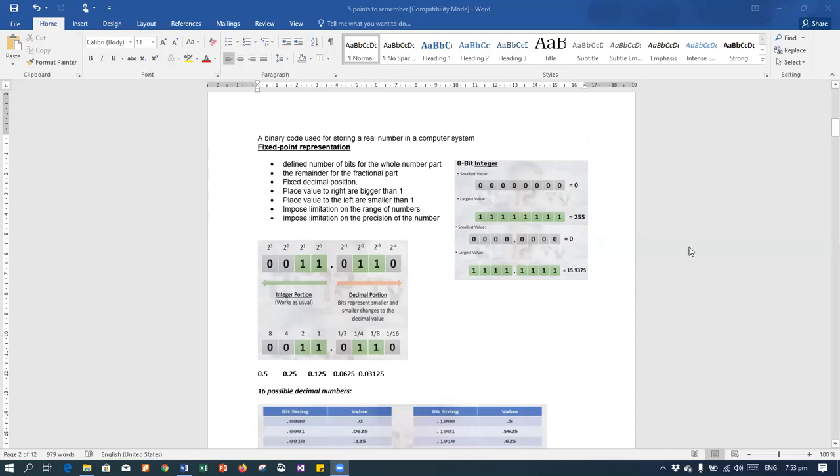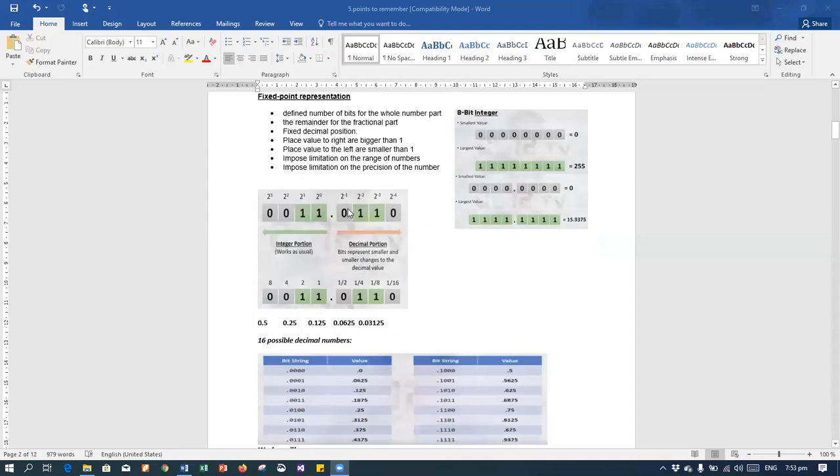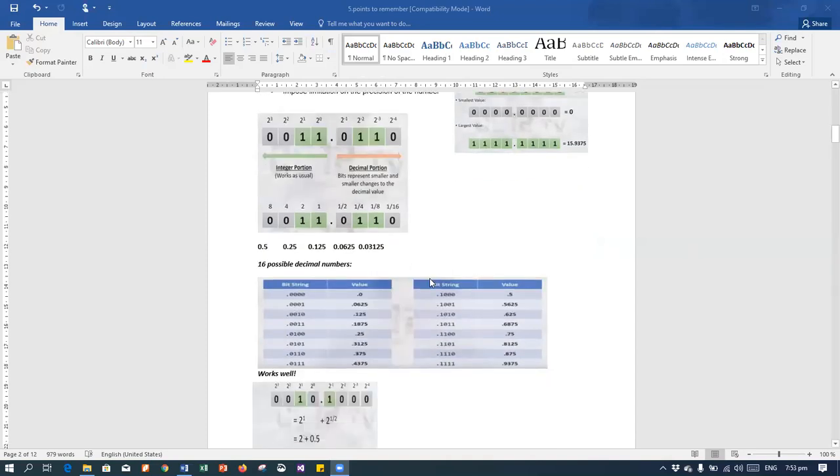Okay, in fixed point we have discussed the place value of the decimal position. Along with that, we have already covered the place value or position value of the integer number. Now we have discussed three different ways of the decimal positions.